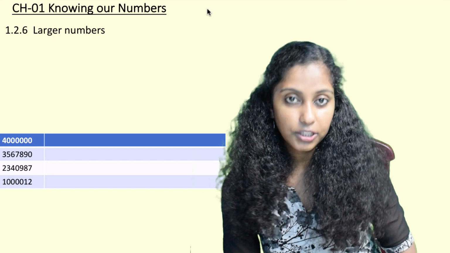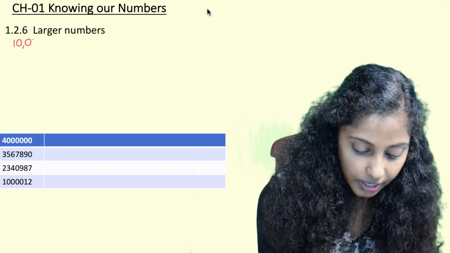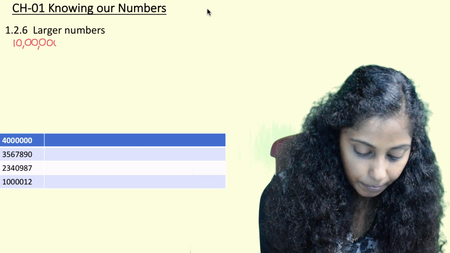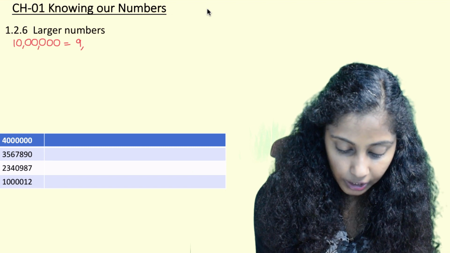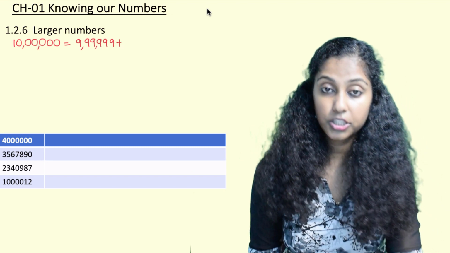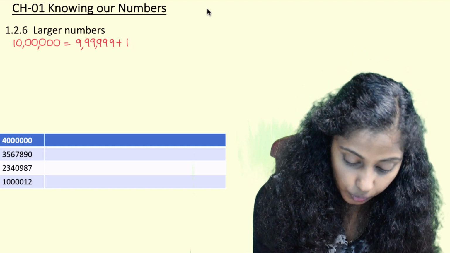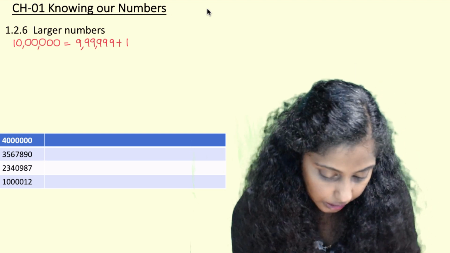Now we have still larger numbers. After 1 lakh, we also have something called 10 lakh. And how do we get this 10 lakh? When we add 1 to 9,99,999, the largest 5-digit number, plus 1, then we get the smallest 6-digit number, that is 10 lakh.